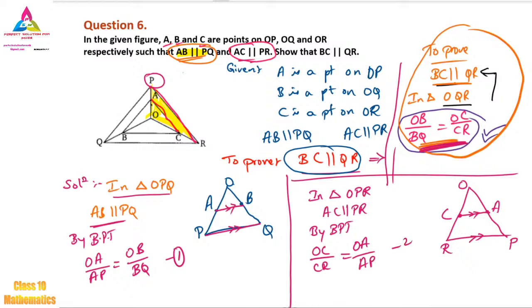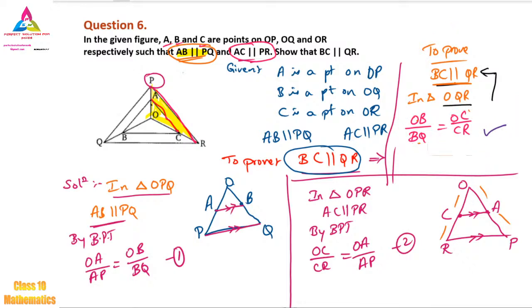Understood? This is equation 2. So what we have written over here, just to check, OC divided by CR is equal to OA divided by AP. So equation 2 and equation 1. We have to get that OB divided by BQ is equal to OC divided by CR, that we have to prove actually. So how to prove that?